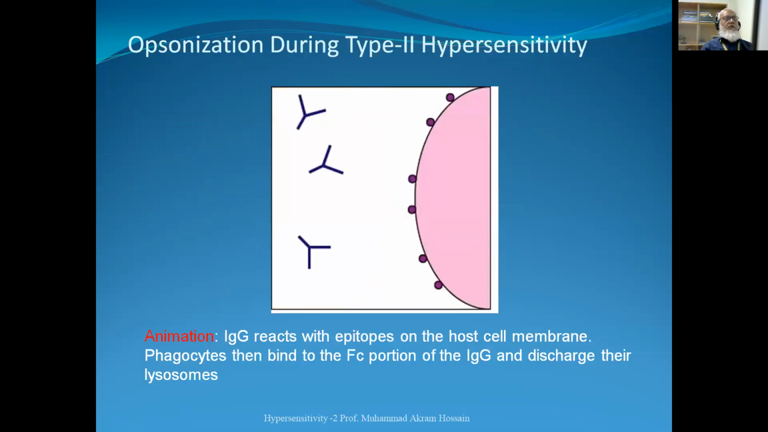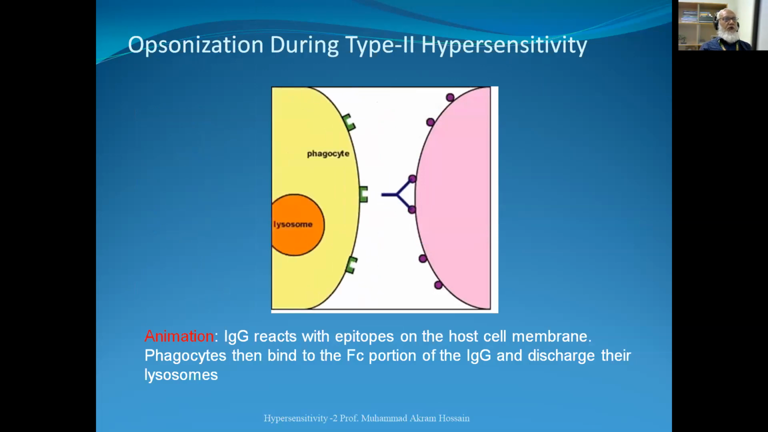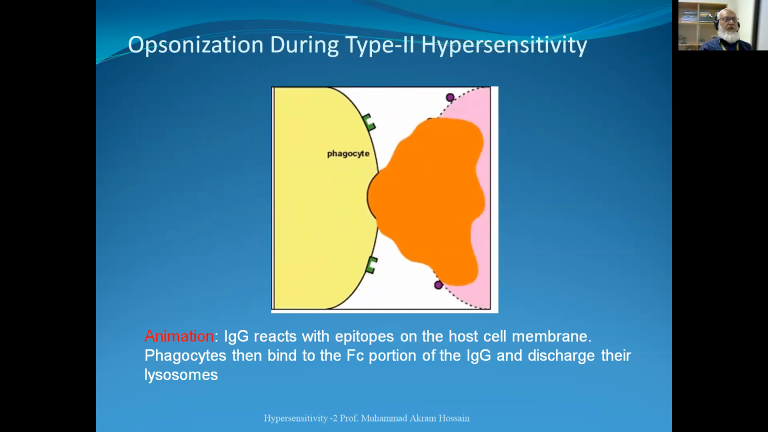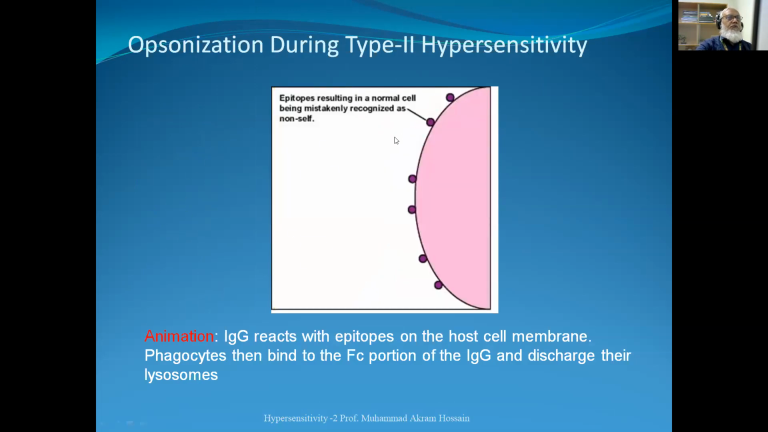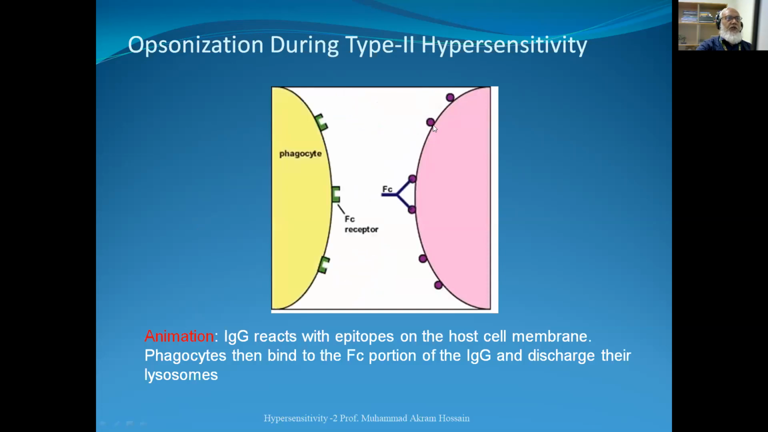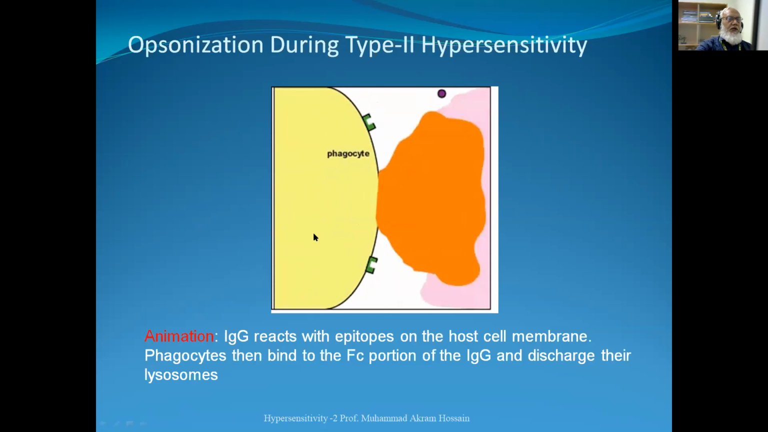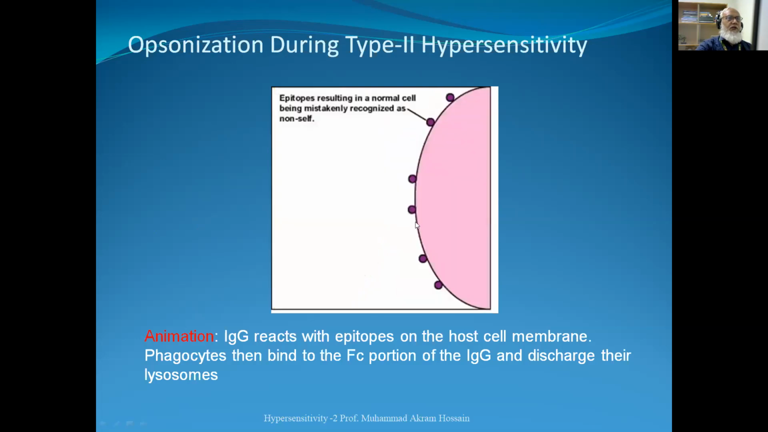The mechanisms involved in type 2 hypersensitivity, one of the mechanisms is opsonization. You see, this is an IgG mediated opsonization. IgG present on the cell surface. So cell surface antigen is present on cell surface. IgG binds, then the Fc portion is free. To that Fc portion, a phagocytic cell comes and discharges its lysozyme, resulting in cytotoxicity. So this is one mechanism.